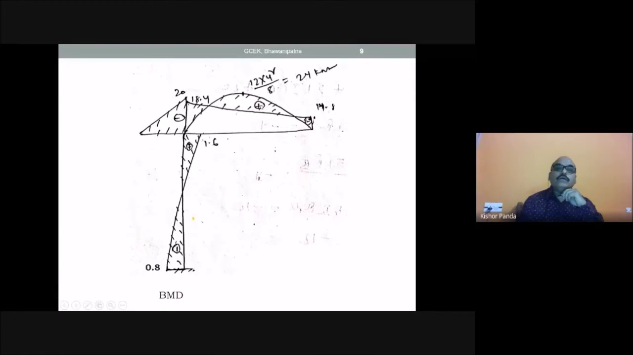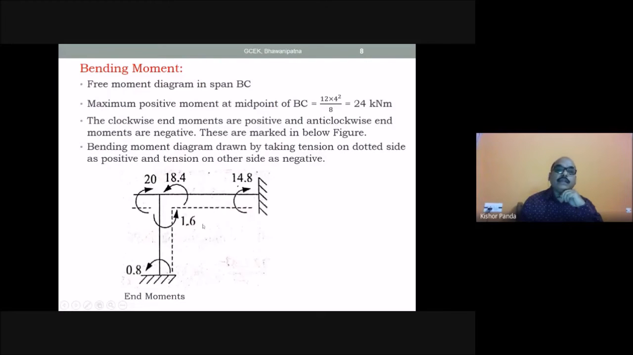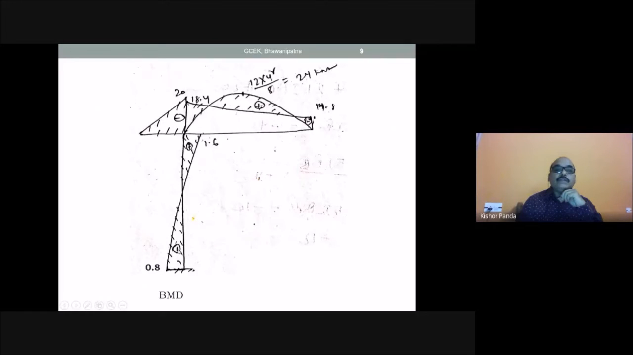So this is positive. Here you see this portion is negative, this is also negative. Cancelling this one, the positive and negative cancel here. So the remaining is this positive portion, and here this is negative, and this is also negative. Inside you have to take the positive, that is, towards the dotted line inside. So the tension you have to take as positive. Here this is positive and outside it is negative, and here you have negative, negative, negative. So this is the final bending moment diagram of this frame.